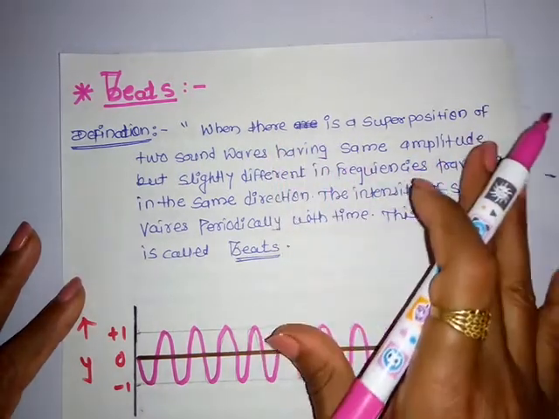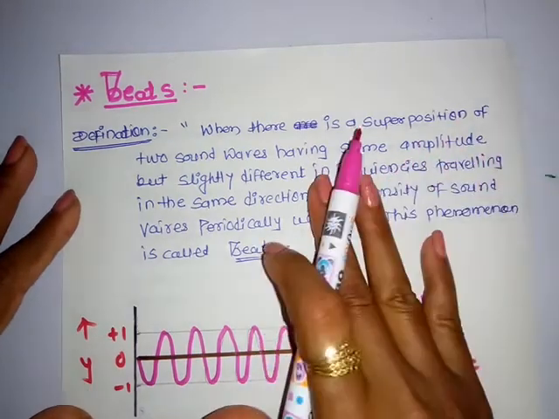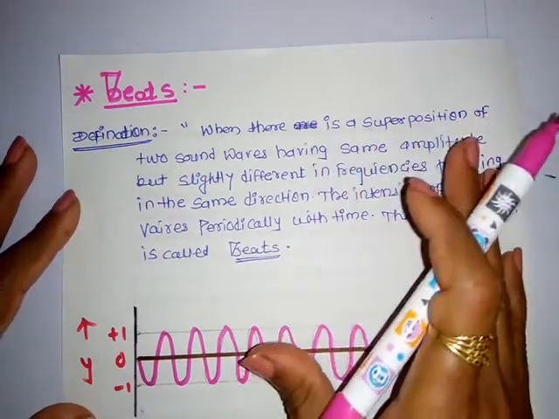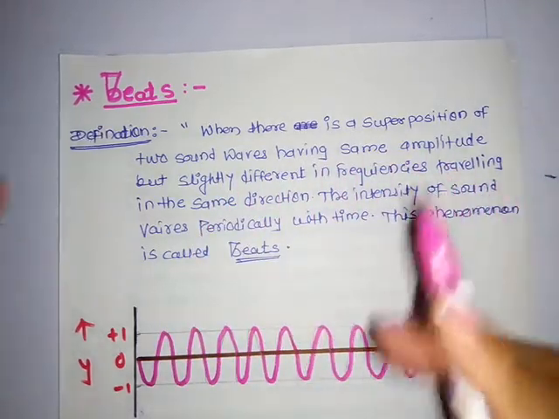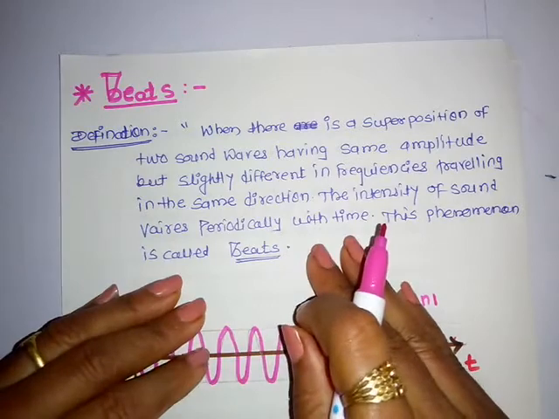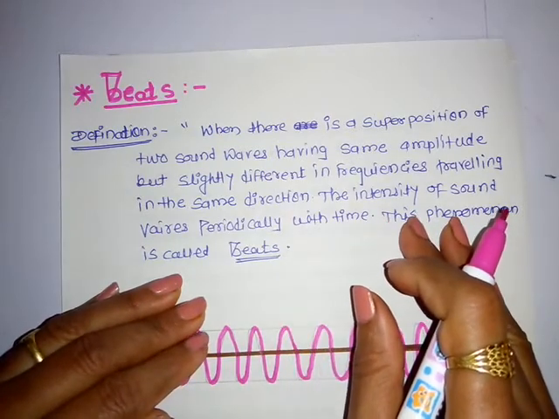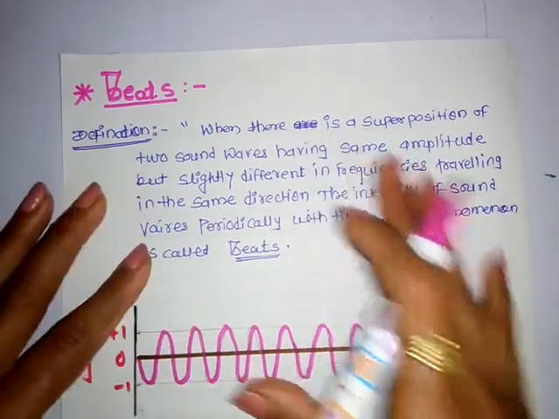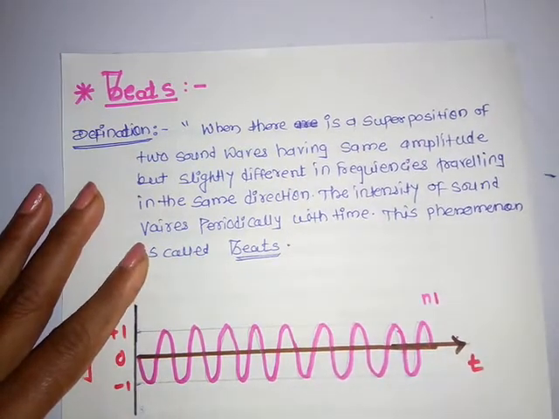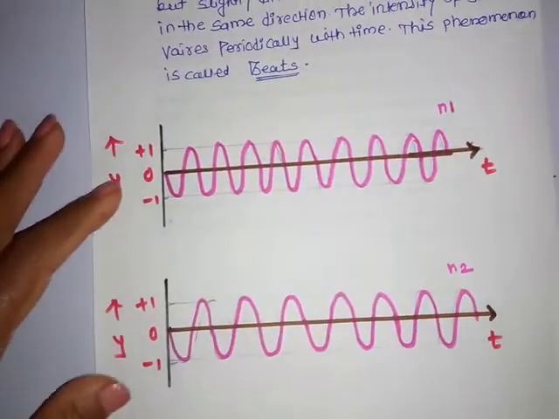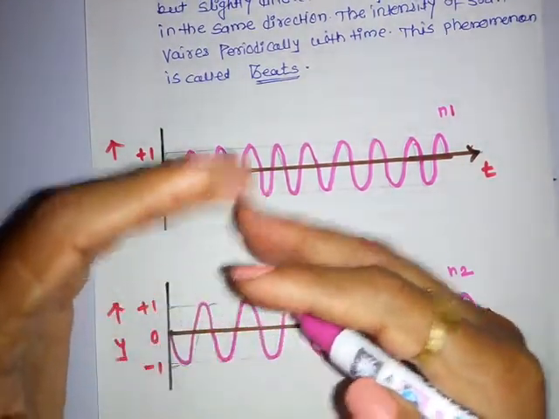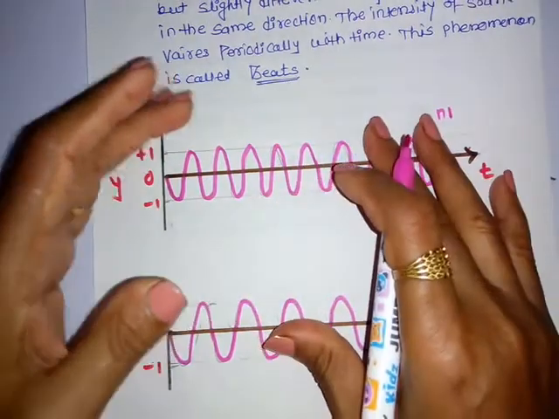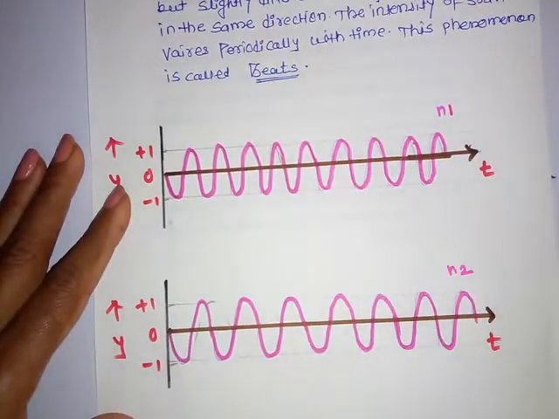When there is a superposition of two sound waves having the same amplitude but slightly different frequencies and traveling in the same direction, the intensity of the sound varies periodically with time, and this phenomenon is called a beat. Means when two sound waves of equal amplitude and slightly different frequencies are mixed together, the resultant wave consists of maxima and minima of sound, and this process is called the beat phenomenon.